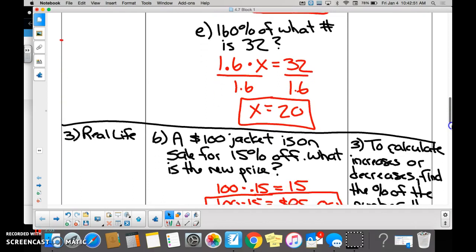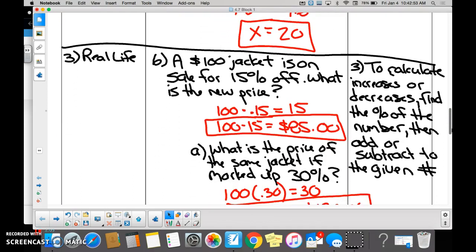Move down to number 3. $100 jacket, 15% off. That's a sale, right? That's a discount, right? So we find the percent value of the jacket, and we subtract because it's a discount. If I said we had a $100 jacket and we want to increase the price by 15%, you would find the value of the 15% of the jacket and you would add. So you do one or the other depending on what you're looking for.